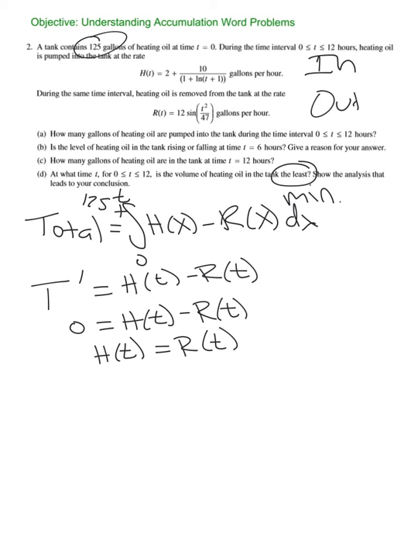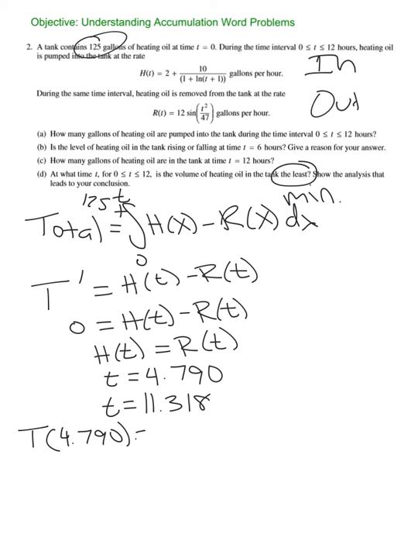Again, I'm going to show this in the video. I'm using my calculator. I got 2 answers. There are 2 places where these are equal. T equals 4.790 and T equals 11.318. So then to show which one's the least, we're going to plug into my total formula. So T of 4.790 is 125 plus the integral of H of X minus R of X.